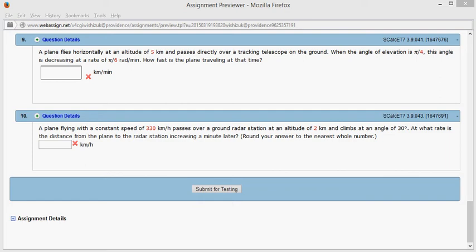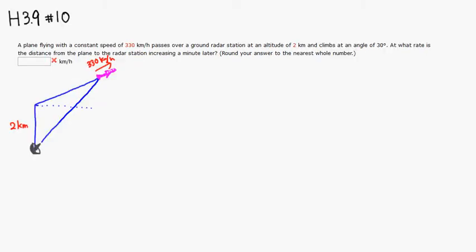Alright, let's look at homework 3.9, problem number 10. Let's look at this plane problem. I already drew a little bit of a picture here. A plane is flying with a constant speed of 330 kilometers per hour, passes over the ground radar station.